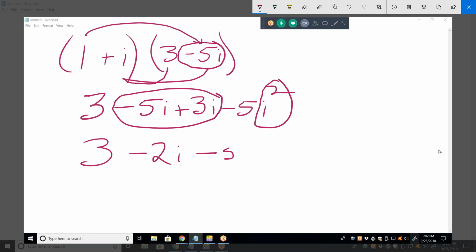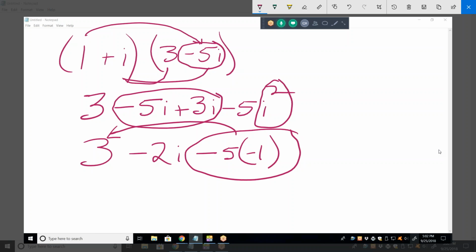What's i squared equal to? Oh, well, minus 1. Okay. Now, simplify that. Notice that that has turned real. We lost the i. So we're going to now combine that number with the real part of the number to give me my answer.